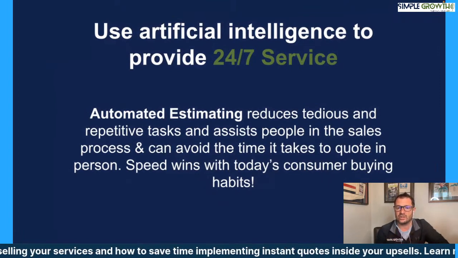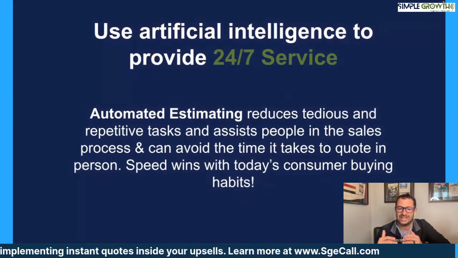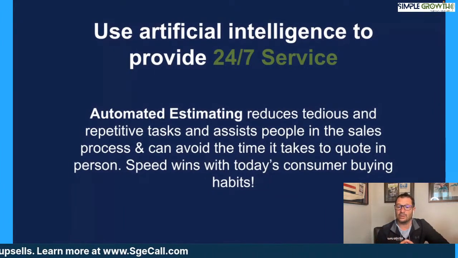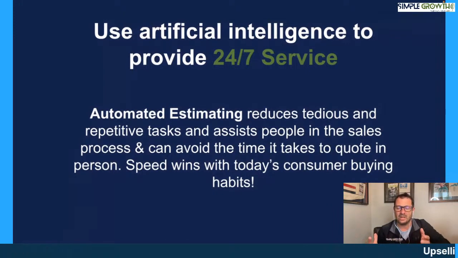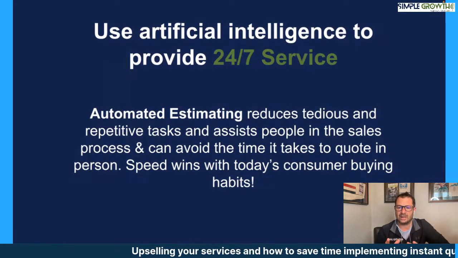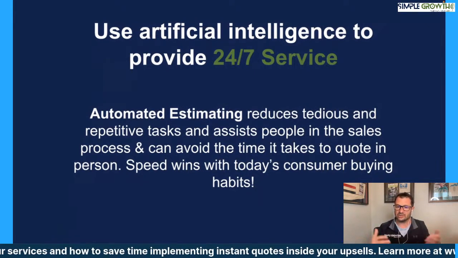But the use of artificial intelligence, or AI, to provide 24-hour service. Automated estimating is going to reduce those tedious and repetitive tasks, assist people in the sales process, and avoid the time it takes to quote in person. Speed wins in today's economy. Or as my buddy Garrett Matthews said, speed can kill, or the lack of. The same thing is true when we send out those automated upsell emails through the Simple Growth upsells, or if you're building them yourself.